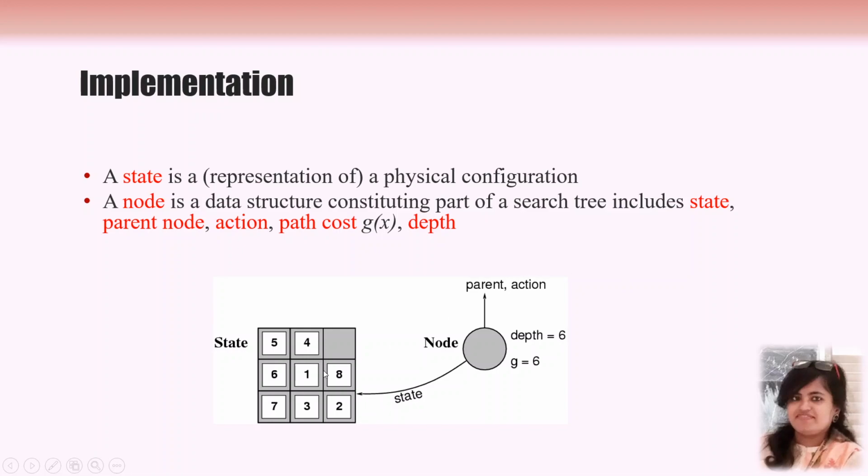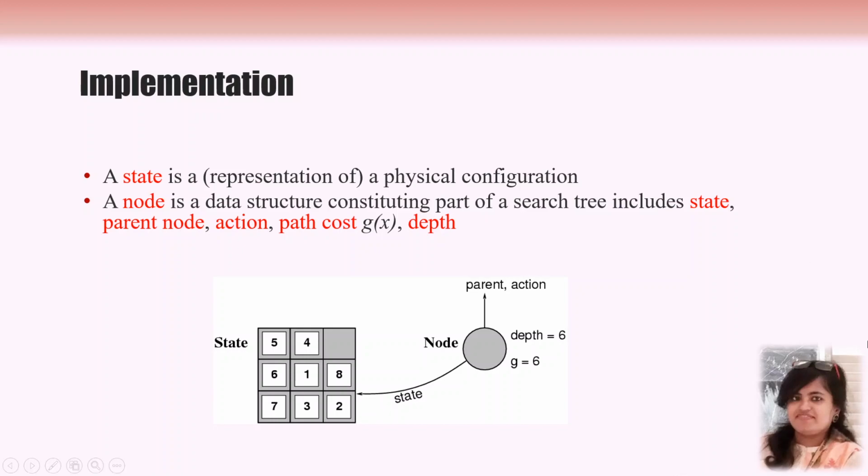Let's take one example. Here you can see this is a state. State means this particular configuration or representation. In the upper left corner it has the value 5, beside it has 4, then in the next row it has 6, 1, 8, then in the next row 7, 3, 2. This representation is known as a state.